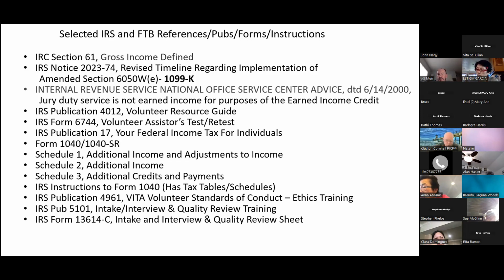And even though that's not listed in the publication 4012, this service center advice has been out there for a while. And so now you know that jury duty service pay is not earned income. And then, of course, we talked many times about the 4012. We're going to reference a couple pages in the 4012 this morning, and so kind of reinforce some of our knowledge. And if you're new or newer to VITA, that 4012, again, it's the go-to document.